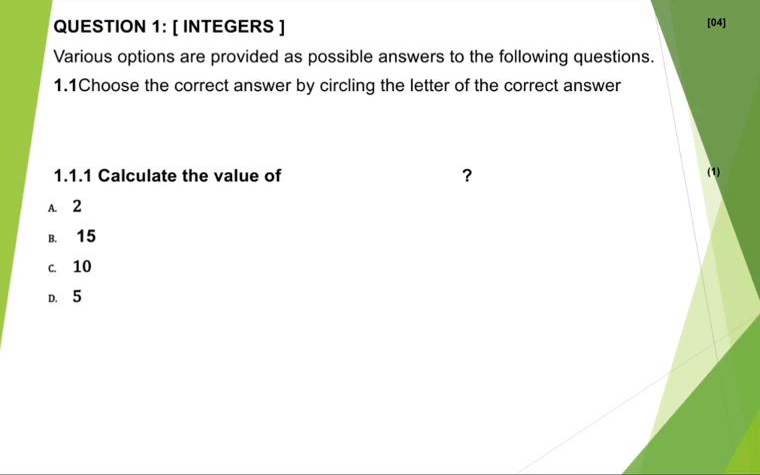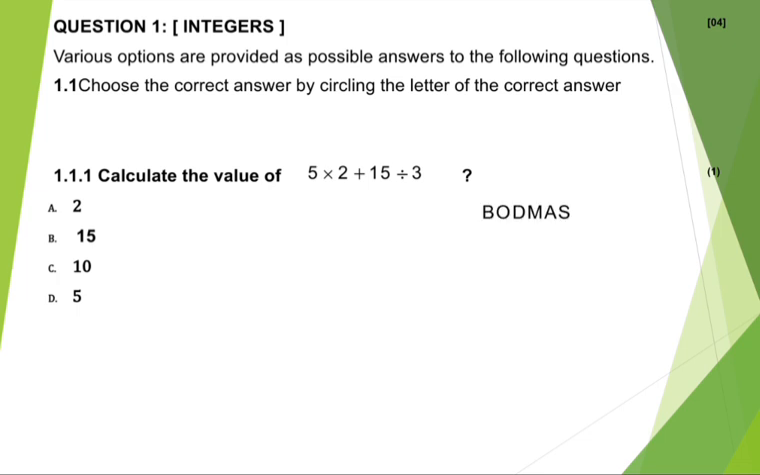Various options are provided as possible answers to the following questions. 1.1. Choose the correct answer by circling the letter of the correct answer. Calculate the value of 5 times 2 plus 15 divided by 3.